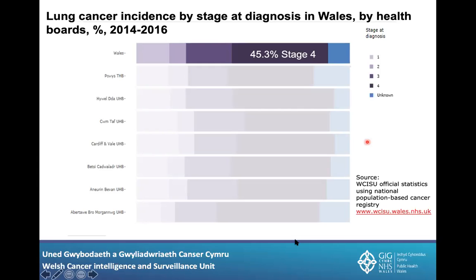That said, there is quite a significant minority that are diagnosed at stage 1 and 2, so let's not forget that. And here you can see the variation between the health boards, which is not insignificant. If we look at potentially treatable stages 1 and 2. Powys is always a bit of an anomaly. You'll see there's quite a lot of unknown stage here.